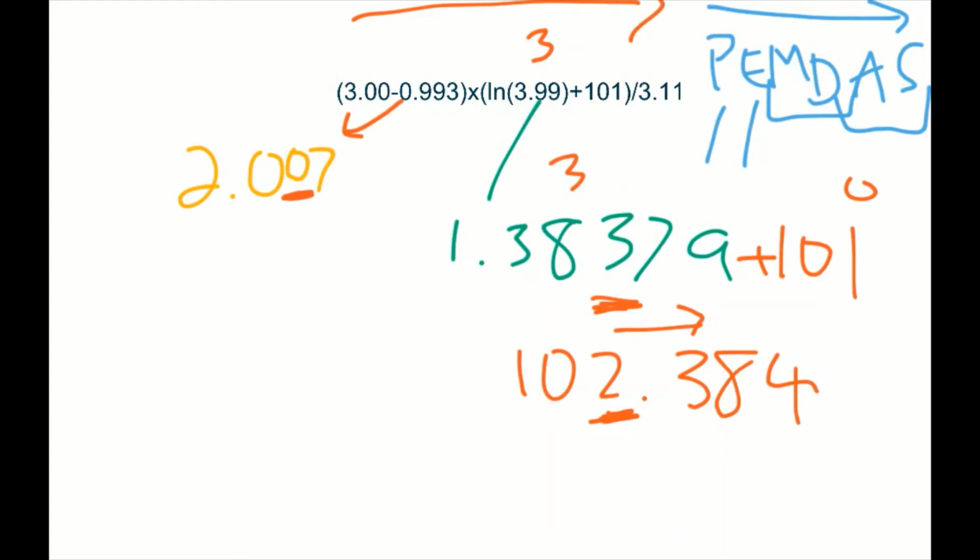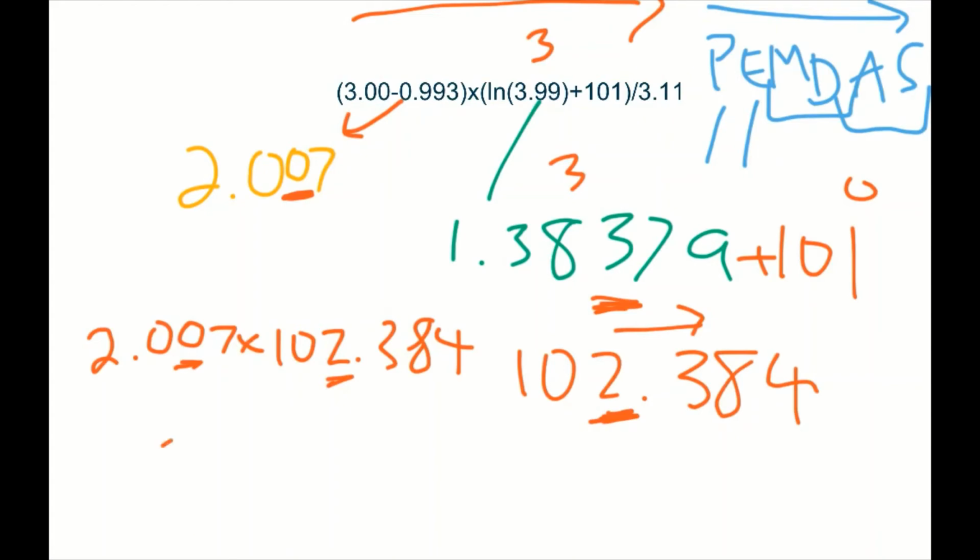So we are going to multiply 2.007, remember to underline the 0 to tell us how many sig figs there are, and we are going to multiply this by 102.384. Let me just multiply that. 2.007 times 102.384. My answer is 205.485. Since this has 3 sig figs and this has 3 sig figs, our final answer will have 3 sig figs. So let's just underline that to tell us where our limit is.